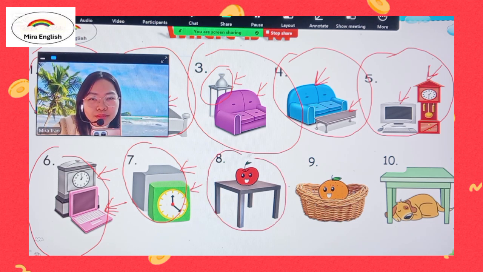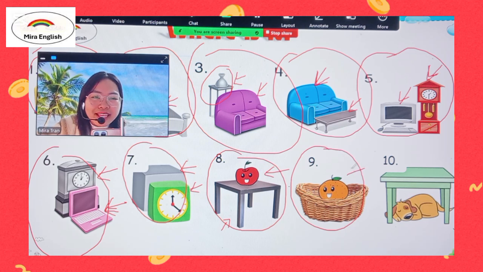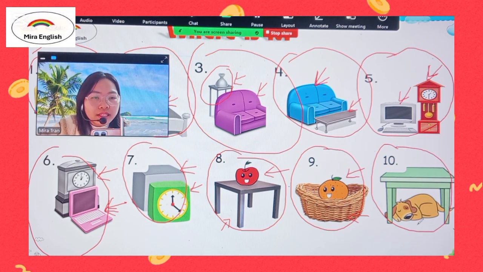Look at picture number 8. There is an apple on the table. Good. Look at picture number 9. There is an orange in the basket. Look at number 10. There is a dog under the table. Okay.